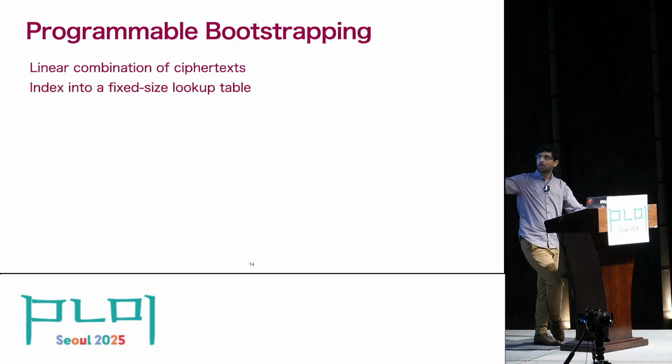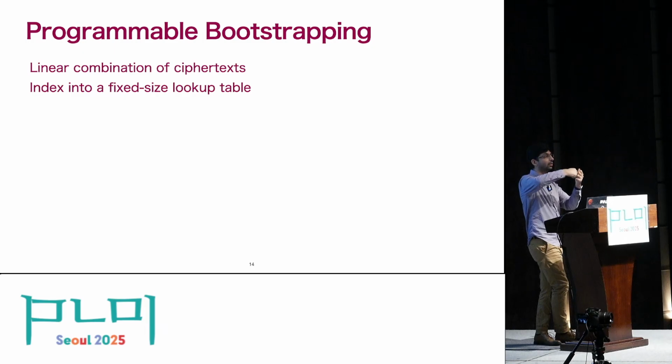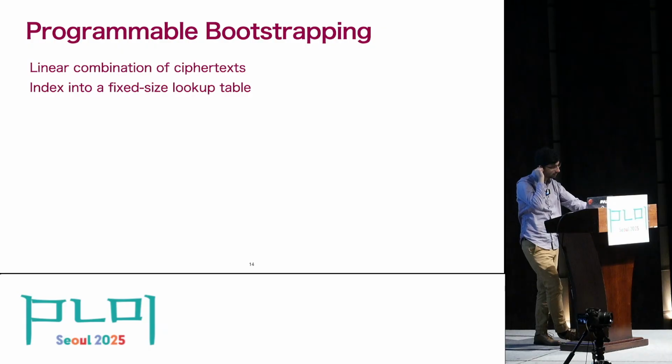And the other thing that programmable bootstrapping lets us do, which is really the cool part, is indexing into a fixed-size lookup table. The size of this lookup table, or the number of rows, is determined by the modulus. So this is a table with n rows. And what we can do is take a ciphertext and look up the element in the lookup table that corresponds to the value being encrypted by that ciphertext. And it turns out that with these two operations, we can recover the abstractions that we had before.